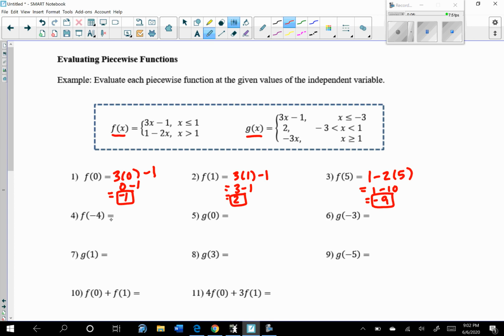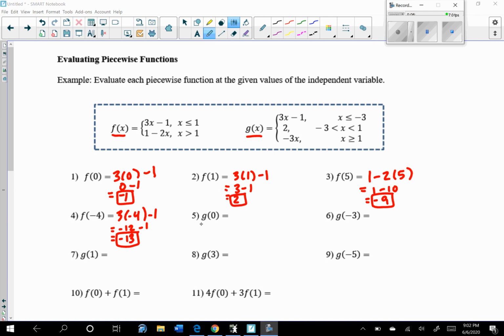So the next one we have is f of negative 4. So negative 4 is less than or equal to 1. It's less than, so that means we're using the top equation here. So 3 times negative 4 minus 1. So that gives us negative 12 minus 1, which is negative 13.